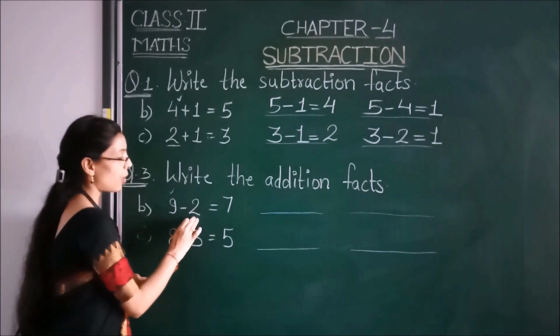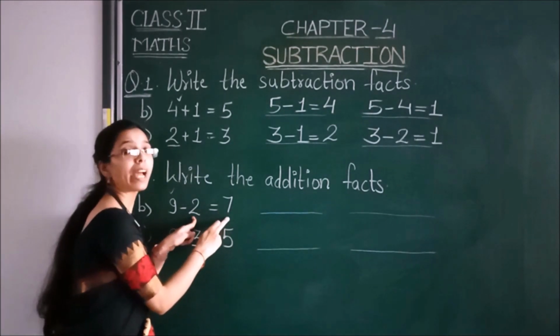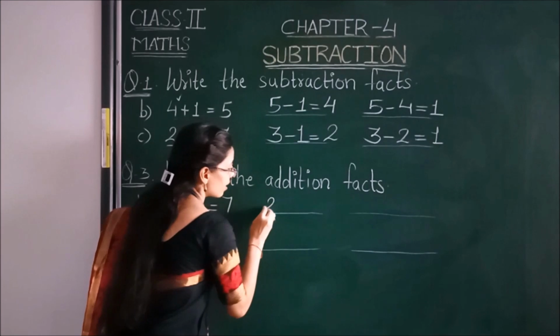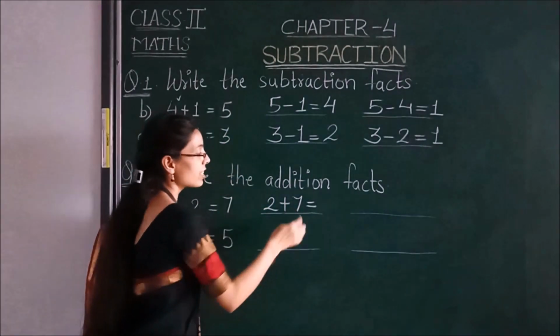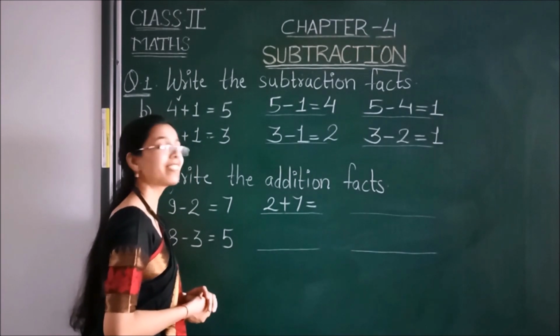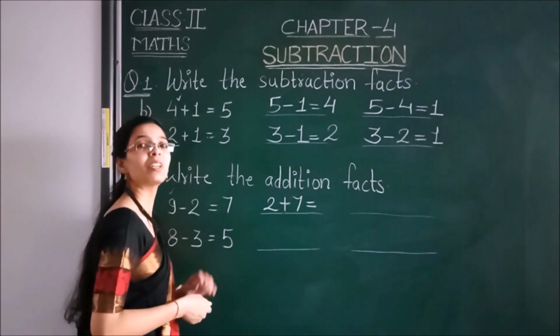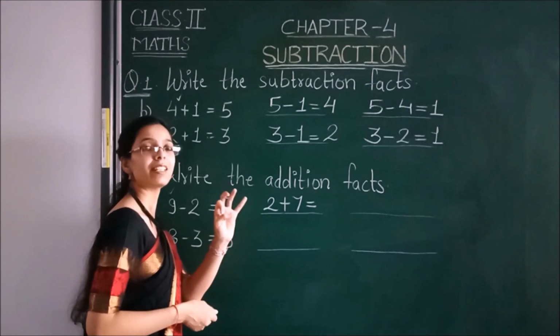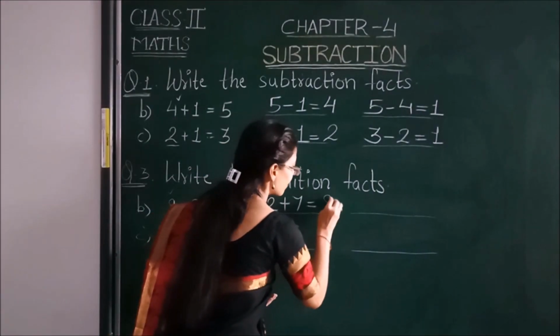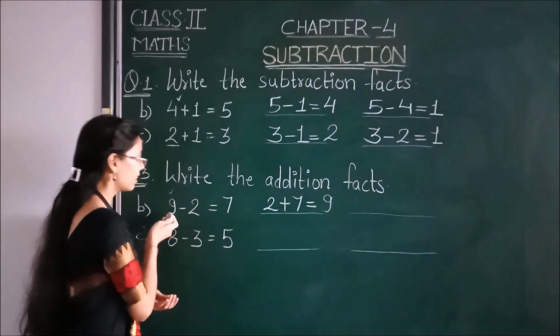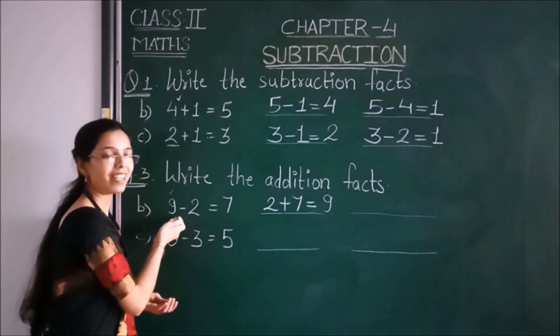Which are the smaller numbers? Two smaller numbers here, 2 and 7. So we will write 2 plus 7. 2 plus 7 is equal to how much? After 2, count 7 more. 3, 4, 5, 6, 7, 8, 9. So our answer is 9. Now we get 9. Yes?